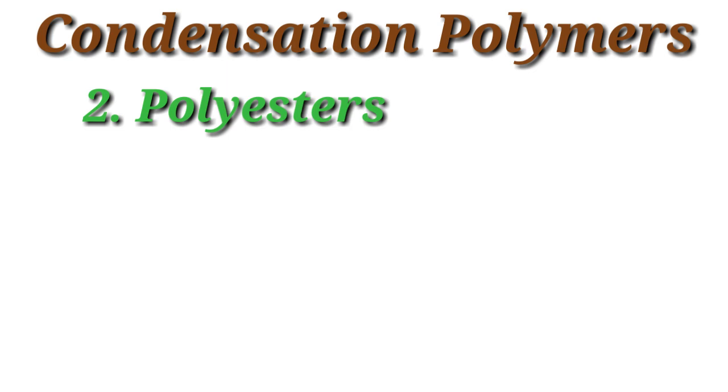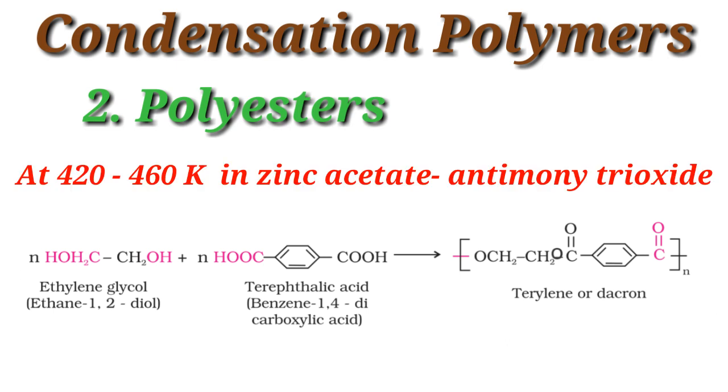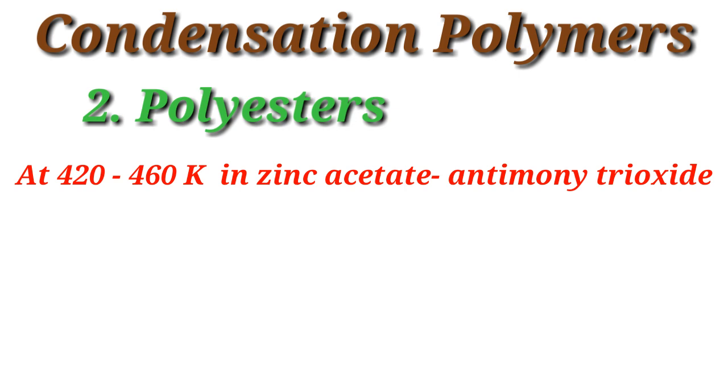Polycondensation of dicarboxylic acid and diol gives polyesters. Dacron or terylene is the best known example of polyesters. It is manufactured by heating a mixture of ethylene glycol and terephthalic acid at 420 to 460 Kelvin in the presence of zinc acetate antimony trioxide catalyst. Dacron fiber is crease resistant, that means wrinkle free, and is used in blending with cotton and wool fiber and also as glass reinforcing material in safety helmets, etc.